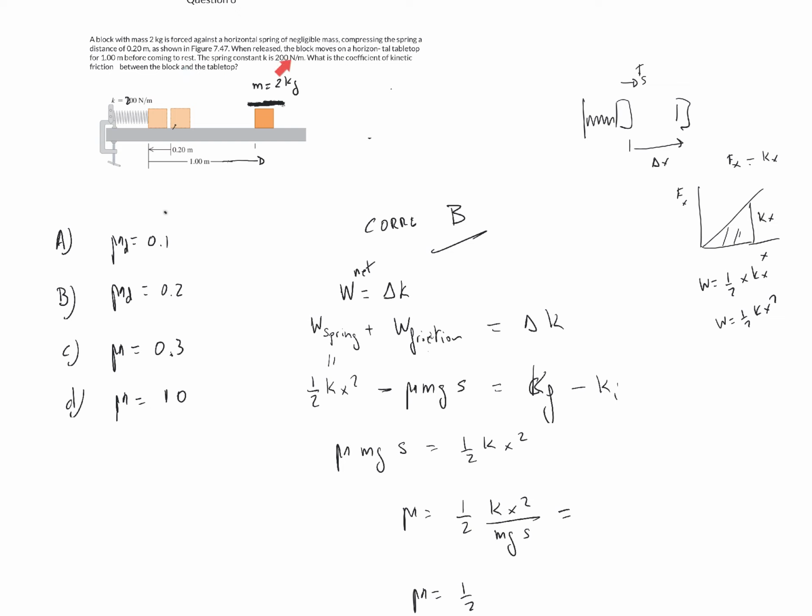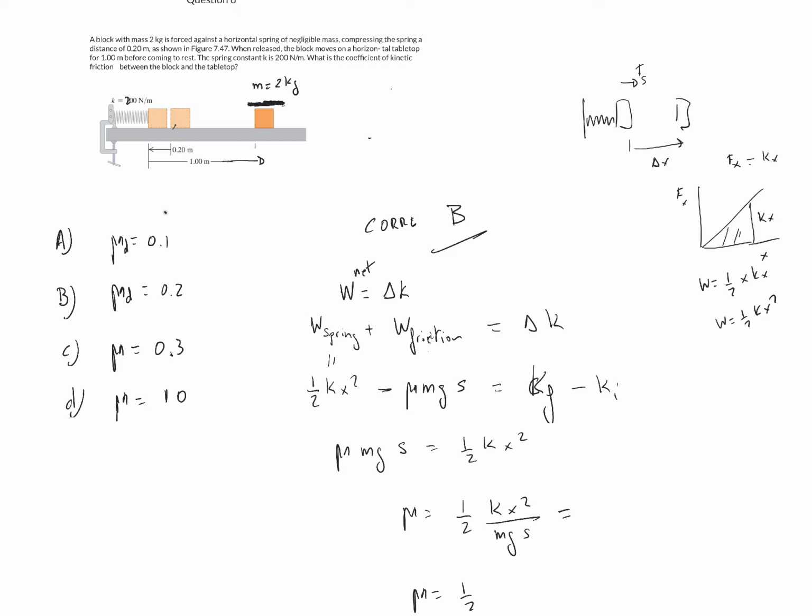The spring constant is 200 newtons per meter. What is the coefficient of friction? If k is 200 newtons per meter, what is mu? The answer is the second one. And why is it the second one? We are going to understand why it is the second one.